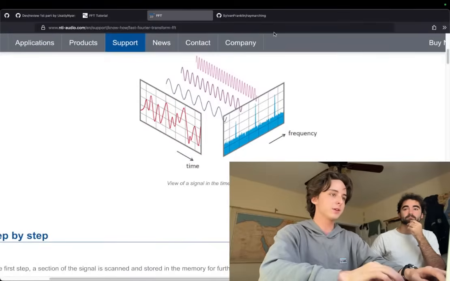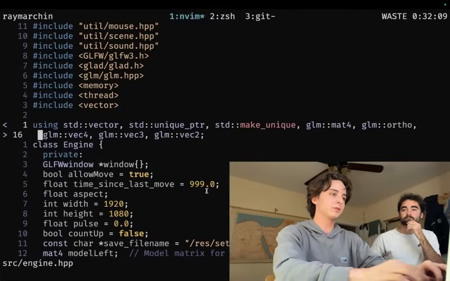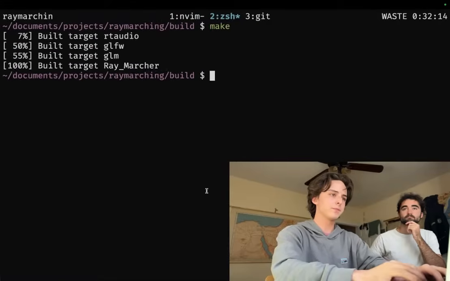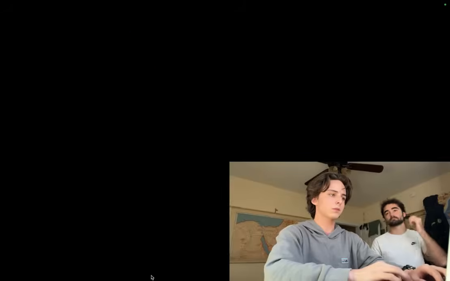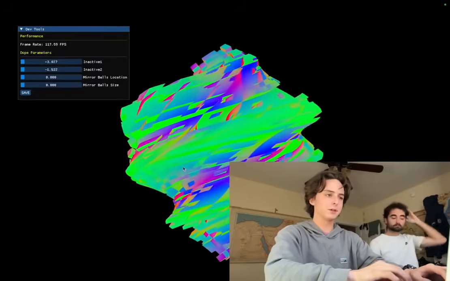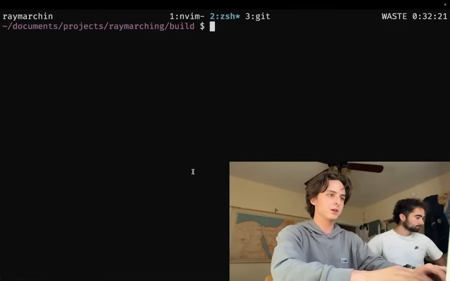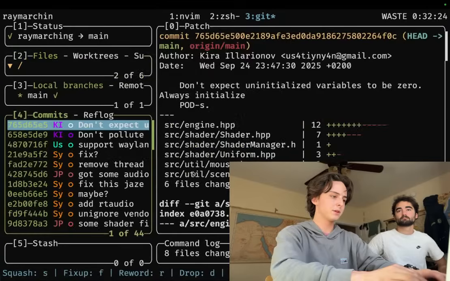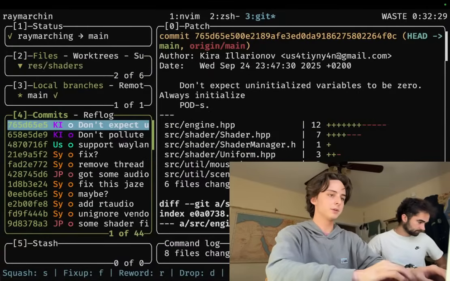So yeah, back to reviewing this PR. We're improving our Ray Marcher because we're going to throw fast Fourier transform in it eventually. Looks like this at the moment, but it should be responding to sound and different frequencies of sound. So let's pull that in, and okay, this is a good commit message as well.